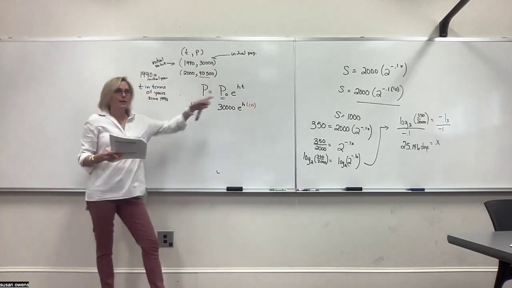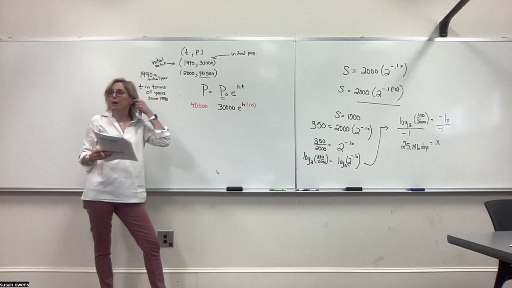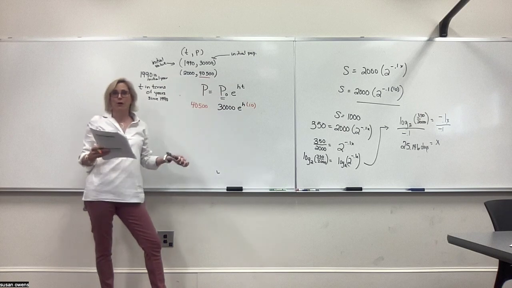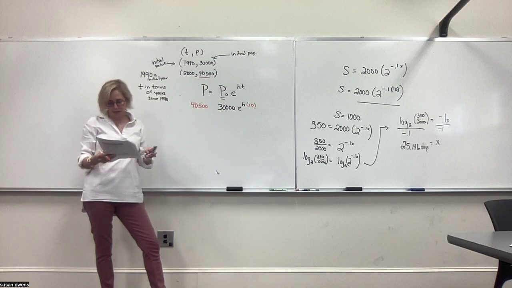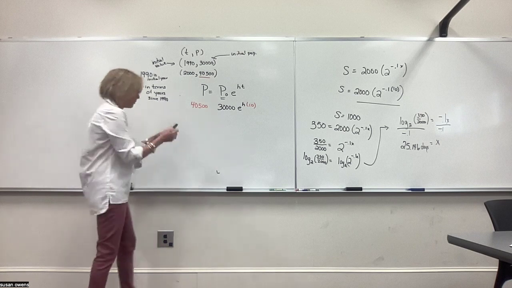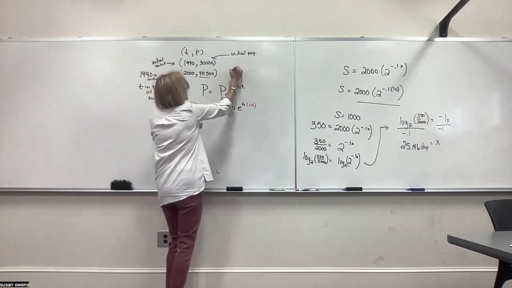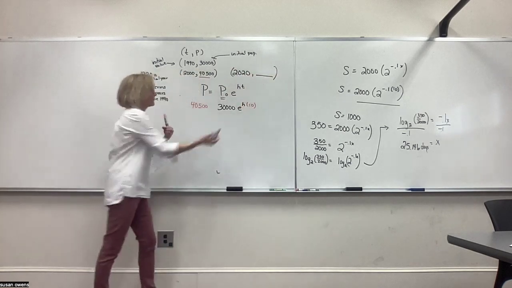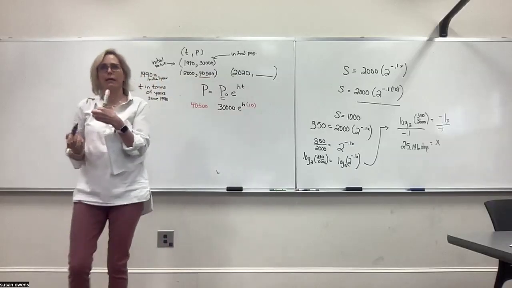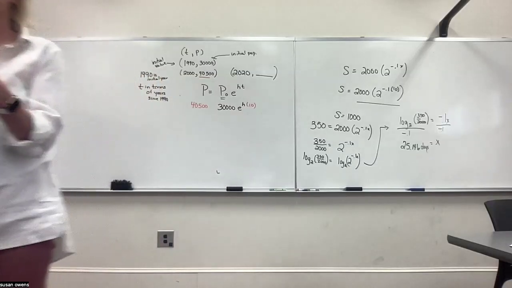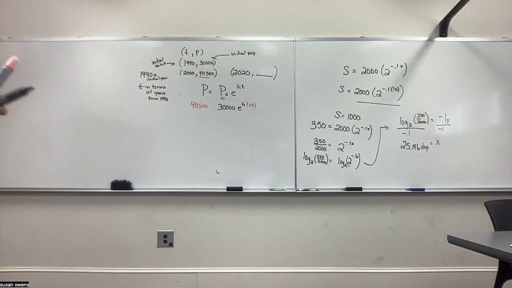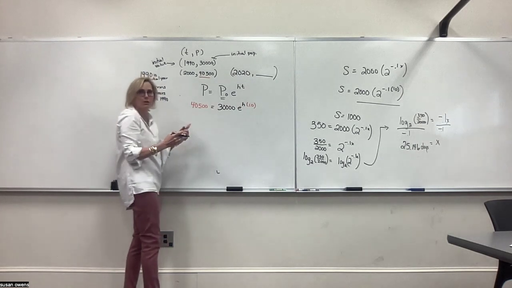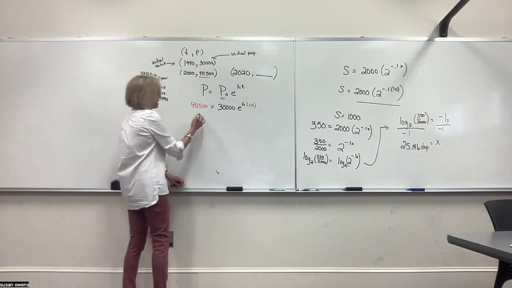h is a constant in the equation. T is my variable, okay? So I have to solve and figure out what this h is before I can do anything else with predictions with that 2020. Because the question says 2020, what is the population? But I have to figure out what this h is first, because I have too many variables in this problem. Okay, so let's solve this equation for h. What do we do first? Divide by the 30,000. Good.